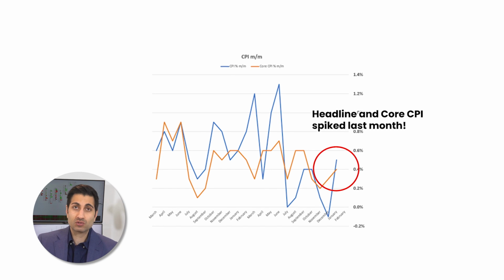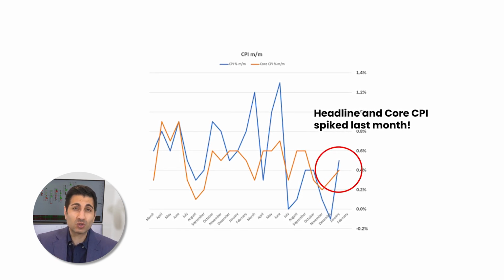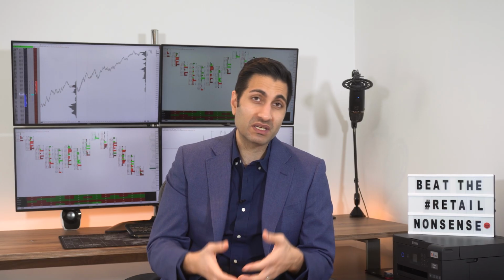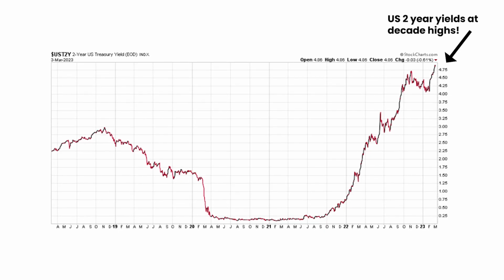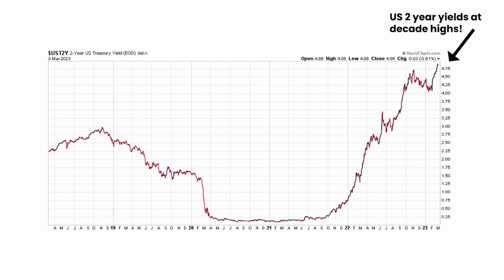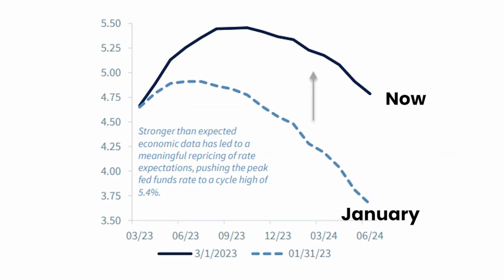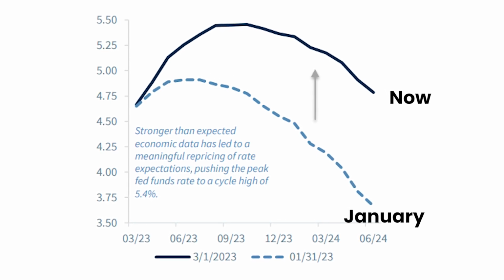The latest reading saw a spike in headline CPI of 0.5% month on month, and even the core reading jumped 0.4% month on month. This sent the bond market into panic mode, and the 2-year bond yield is now at decade highs. And as mentioned earlier, this has also been reflected in the Fed funds rate, with US interest rate expectations also jumping to around 5.4% or 3 further rate hikes this year, as I already mentioned.